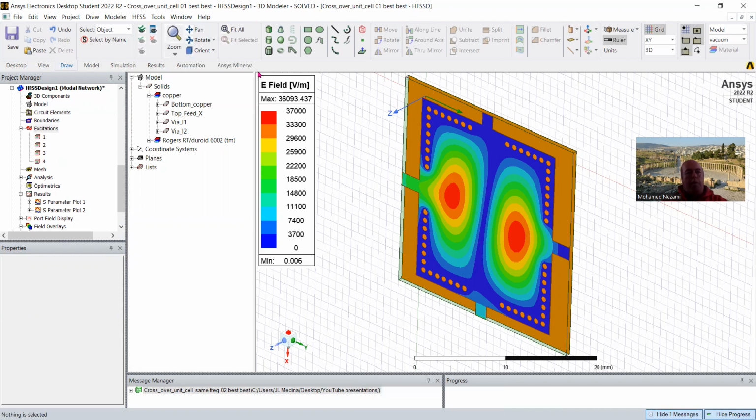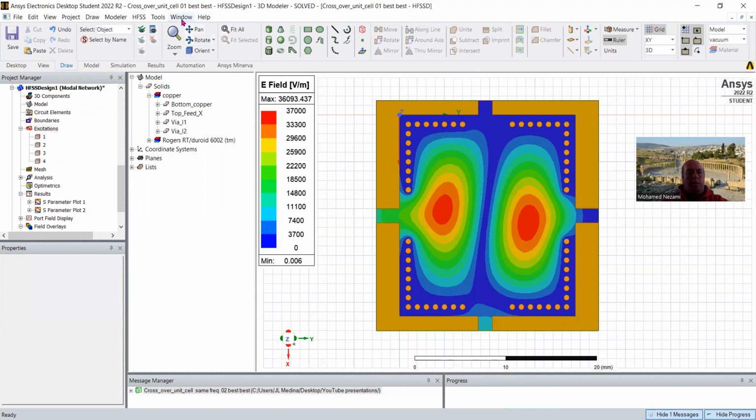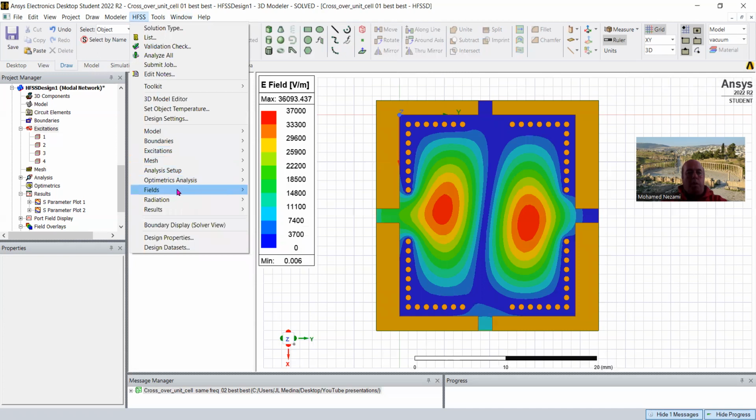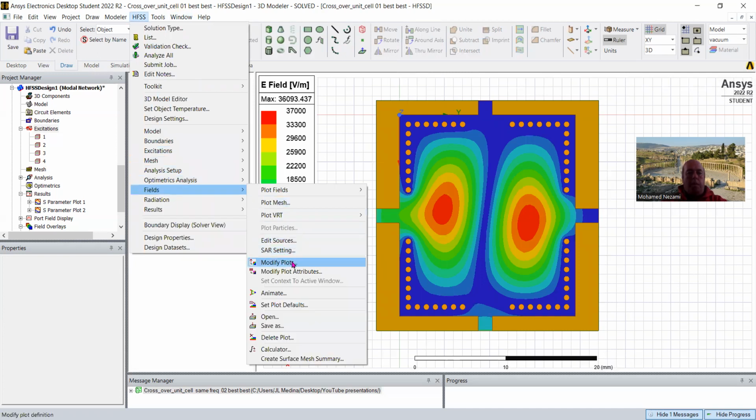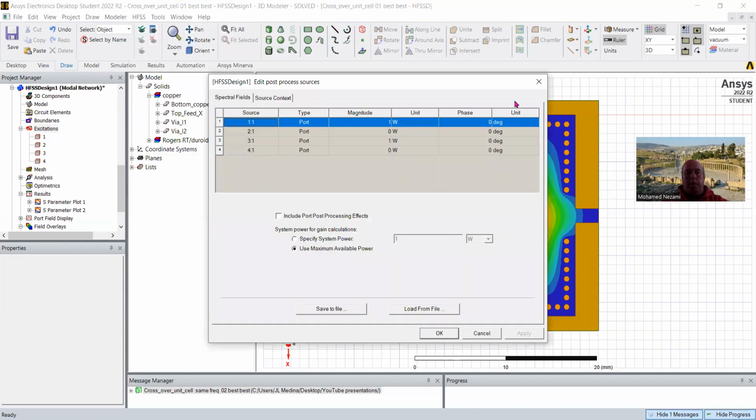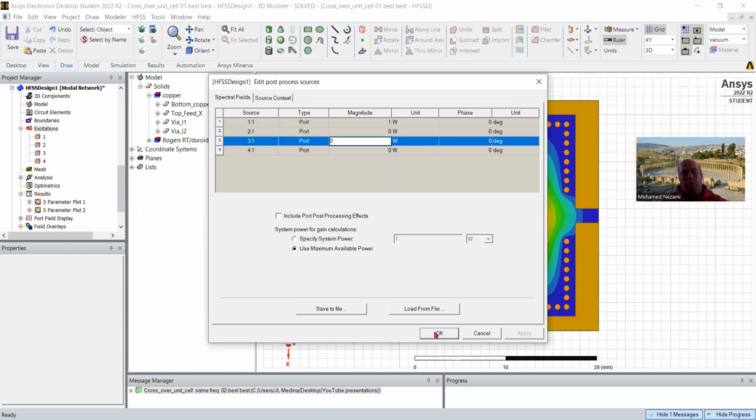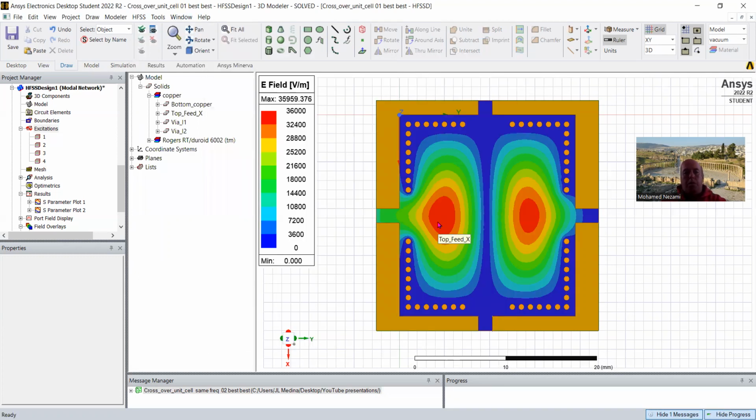So let's see what happened when I excite. Okay, so I'm exciting both of them now. Let's make sure that there's only one. Okay, so this is the first one. You can see the signal coming from here, going out here, and these are isolated.